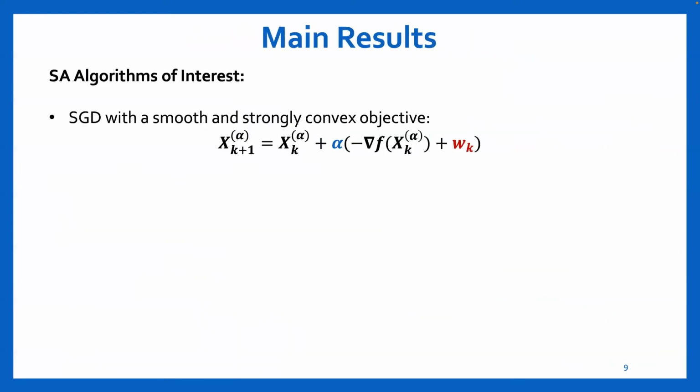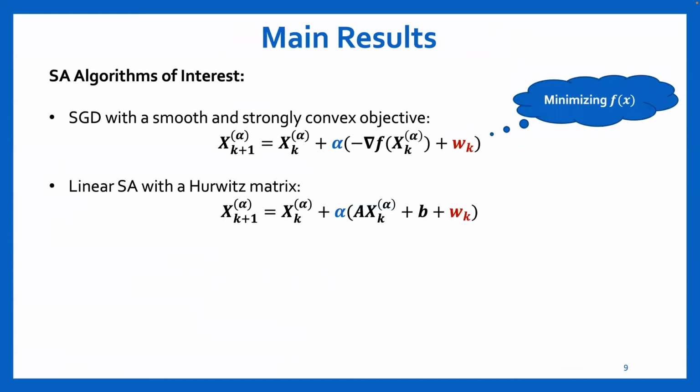Now, the stochastic approximation algorithms of interest. We're interested in three types of SA algorithms. First is SGD for minimizing a smooth and strongly convex objective function. This algorithm is used for minimizing f. Second, we are interested in linear stochastic approximation with a Hurwitz matrix. A here is a matrix whose eigenvalues are in the open left half of the complex plane. This is what we mean by Hurwitz.